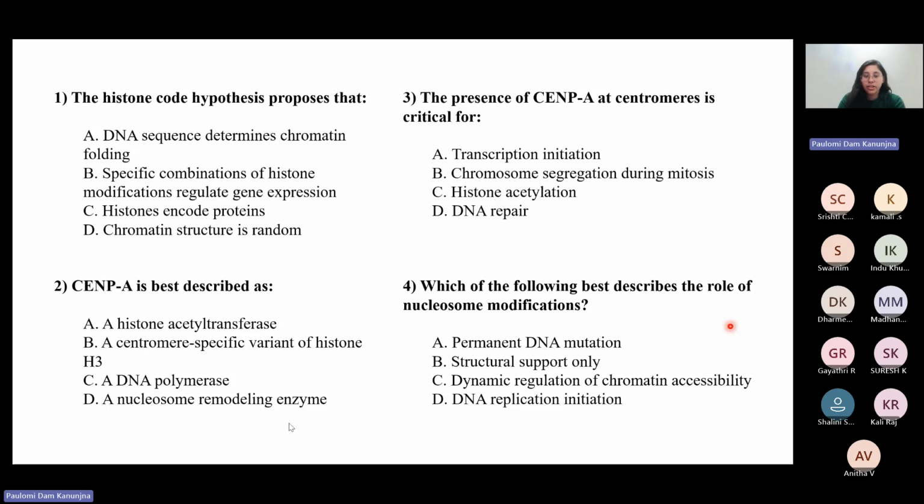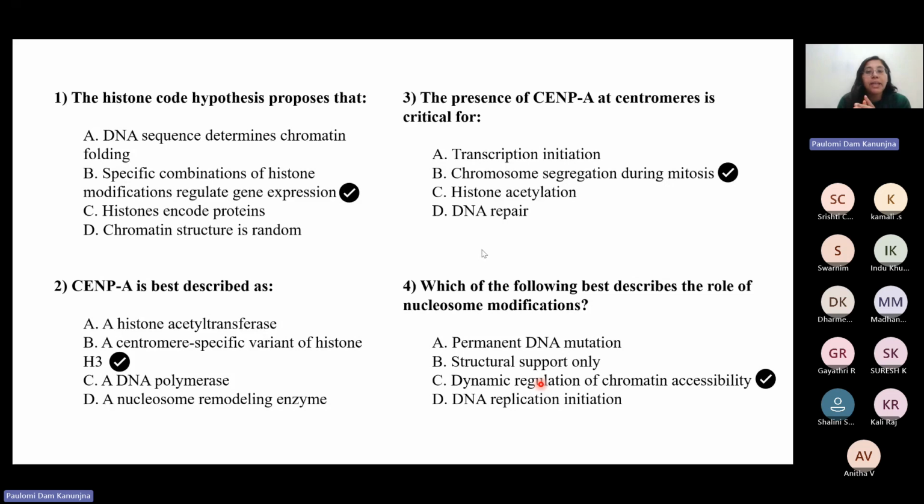Okay, let me give the answers and then we can move. So B, B, B, and C, like someone mentioned, right? Okay, so the first question here was the histone code hypothesis. Remember, we were talking about the acetylation, methylation, and all of these on the histones in the nucleosome. So they basically are a specific combination of histone modification and they regulate gene expression. If you have multiple acetylation back to back, you know that region is transcriptionally more active. If you have acetylation less but methylation more, you might have repression of that expression there. So they basically govern the pattern of gene expression, right?